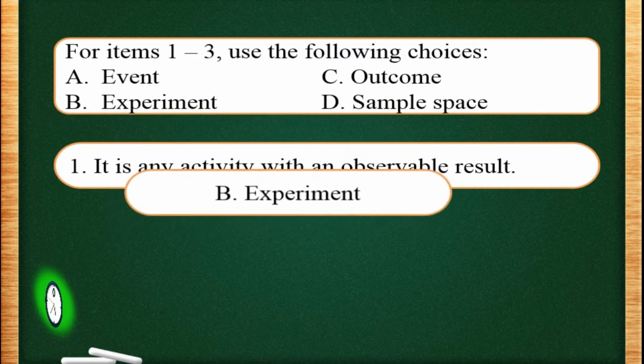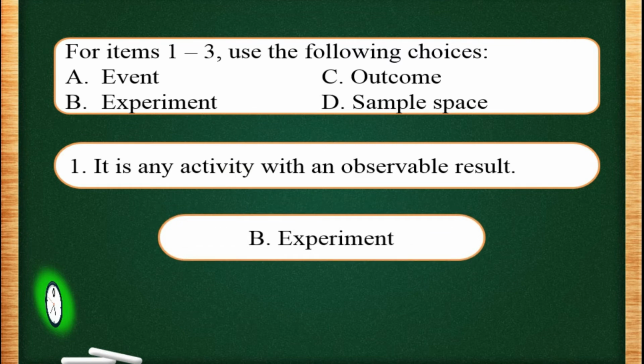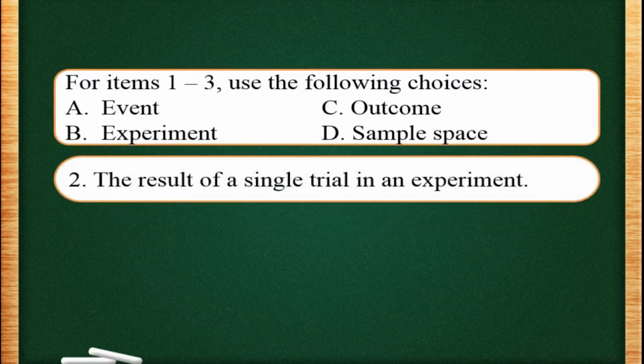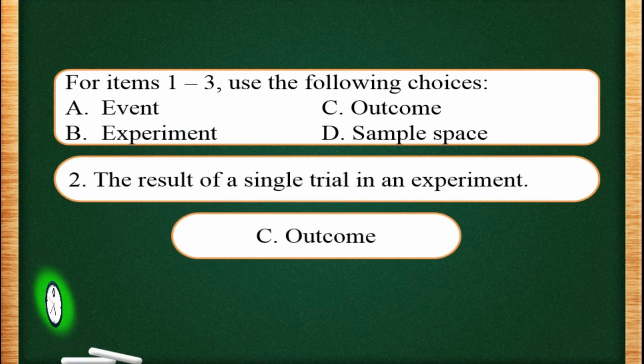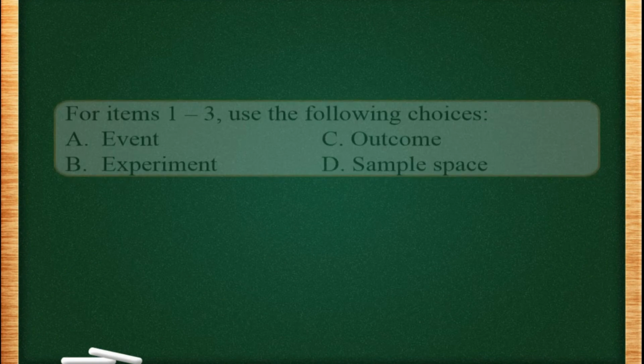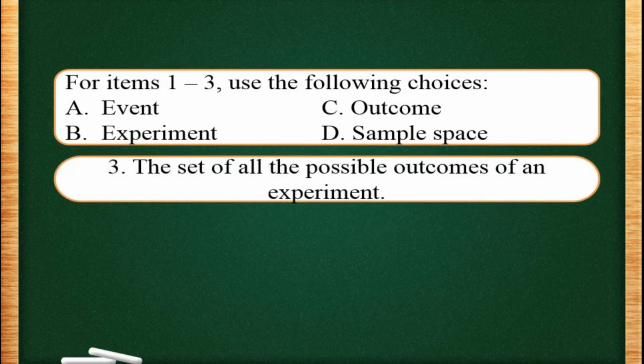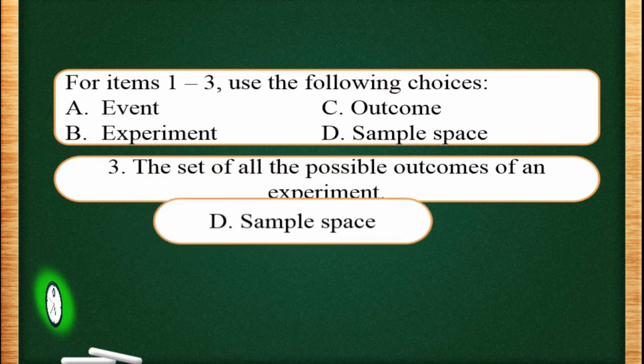The answer is experiment. Number 2. The result of a single trial in an experiment. The correct answer is outcome. Number 3. The set of all the possible outcomes of an experiment. Correct answer, sample space.